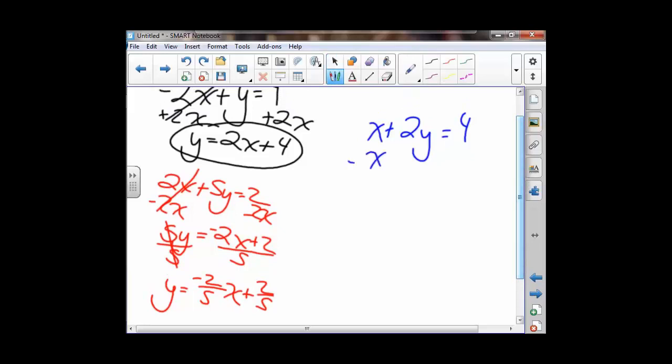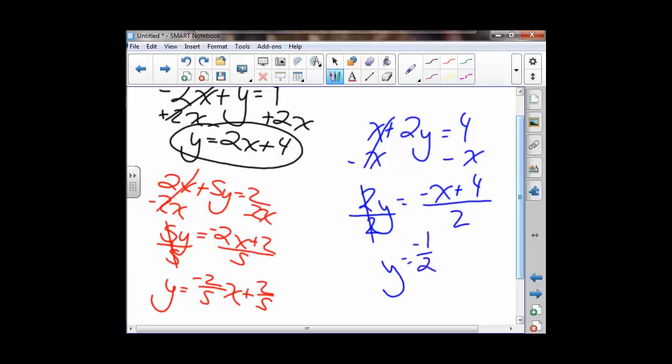And then the final one over here, the blue one, I want to subtract x, and then divide by 2. I'm just going to rewrite it: 2y is equal to negative x plus 4, and then to isolate y, we divide by 2, or you could think multiply by 1/2. Both of those are correct. And we're left with y is equal to negative 1/2 x plus 2. Very nice.